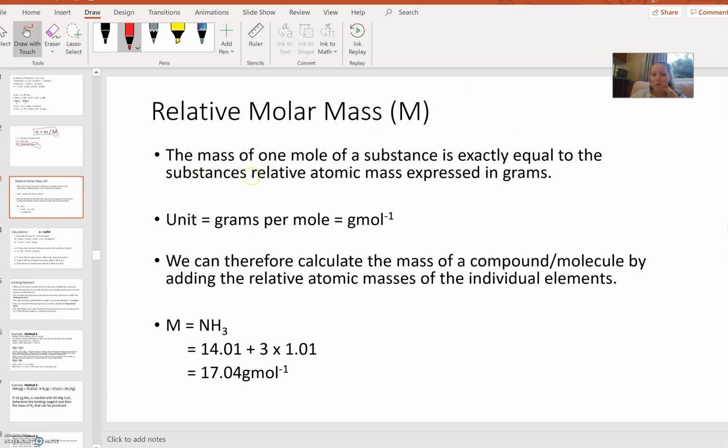So the mass of 1 mole of substance is exactly equal to the substance's relative atomic masses in grams. So basically what that means, if we've got the molar mass of ammonia, NH3, that's just adding up the relative atomic mass of nitrogen and 3 hydrogens, and that gives us the molar mass 17.04 grams per mole. Okay, so hopefully that makes sense. So relative molar mass or molar mass is simply the mass of the individual elements together, and that mass is the mass of 1 mole of those elements.